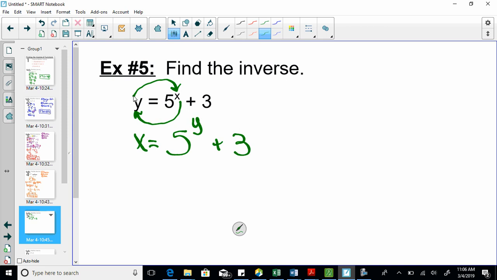And of course, we need to actually solve for y. Now, the way we solve for y is this. First, we have to move over the 3. But that's not attached to y. The only thing attached to y is 5. So we touch the 3 first. So we subtract 3 from both sides. So we have x minus 3 equals 5 raised to y.